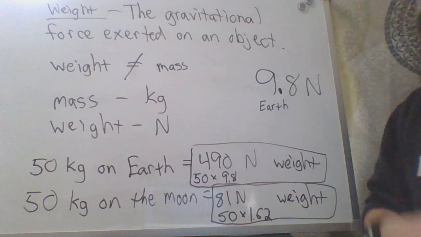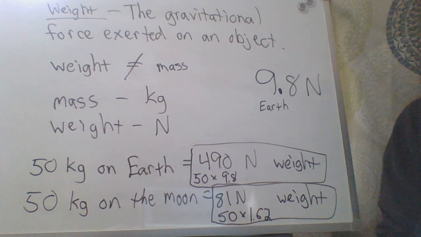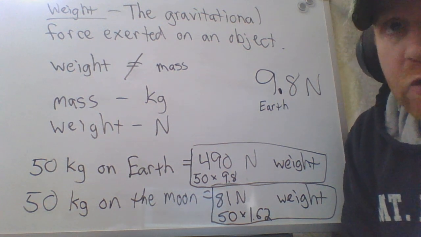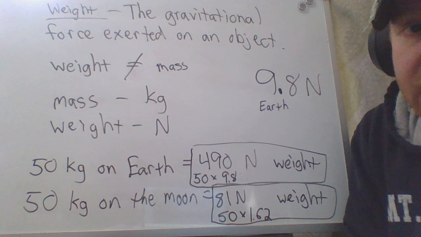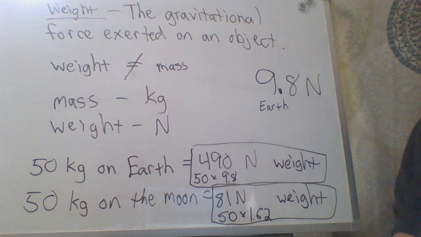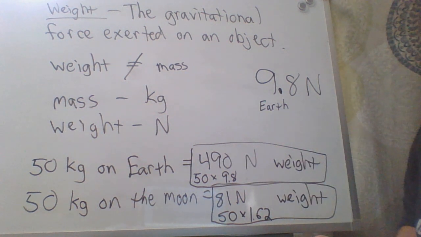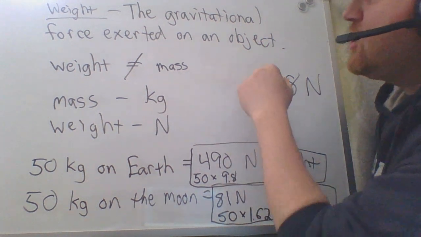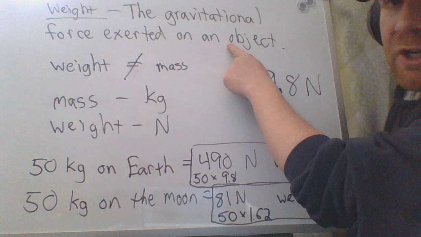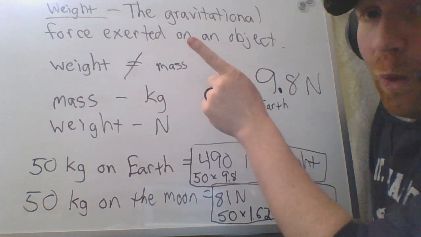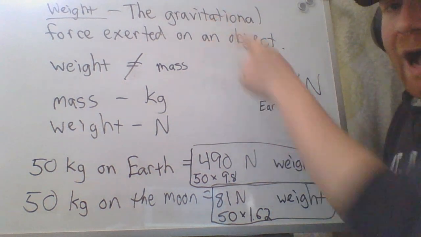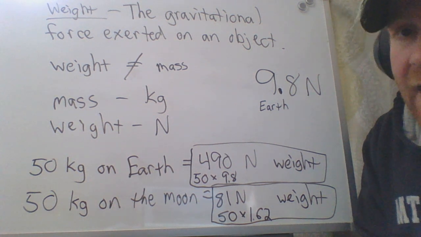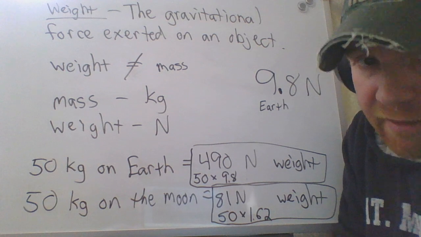Okay, the last topic starts on page 78, and it discusses weight. One thing we want our students to truly understand is that weight is not the same thing as mass. Let's do the definition first. The definition of weight is the gravitational force exerted on an object. So something's weight depends upon how much gravity there is. So it depends upon where that object is in the universe.